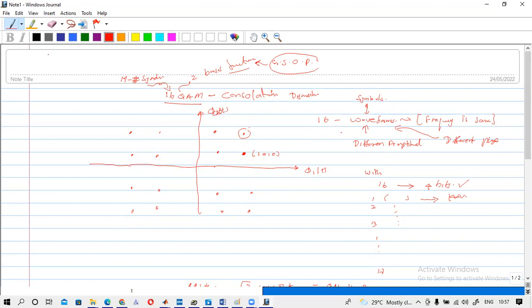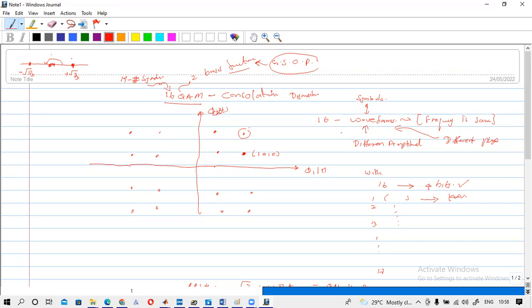For example, if you are using BPSK, you will have 2 waveforms with a phase shift, and this will be one point and this will be the other point. As I remember, it is plus root Eb and minus root Eb. So this is your constellation diagram.